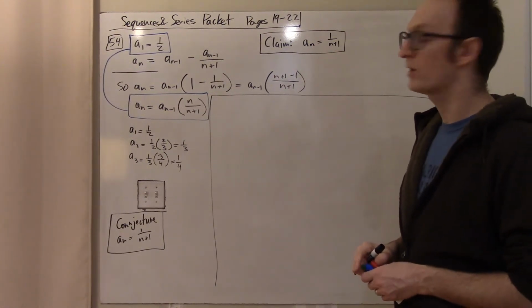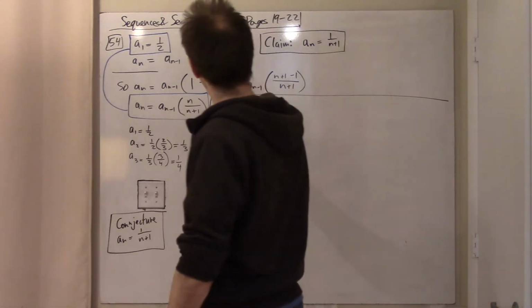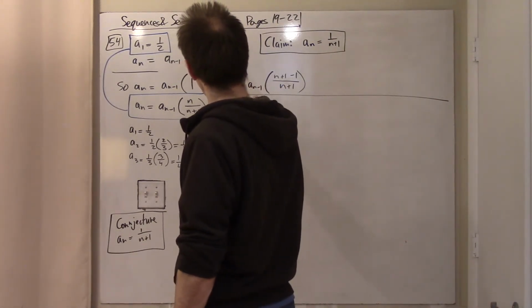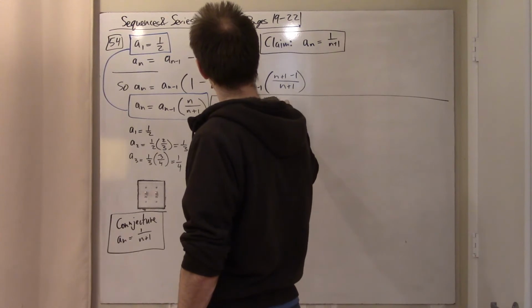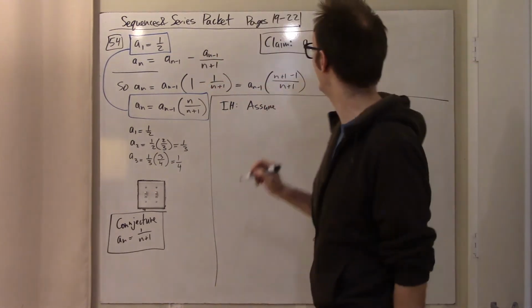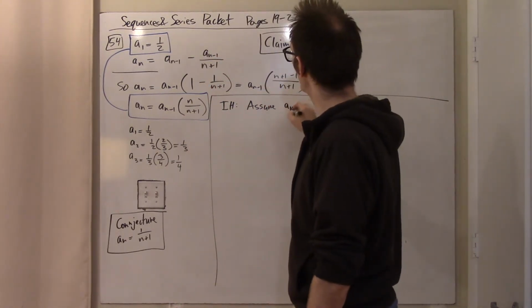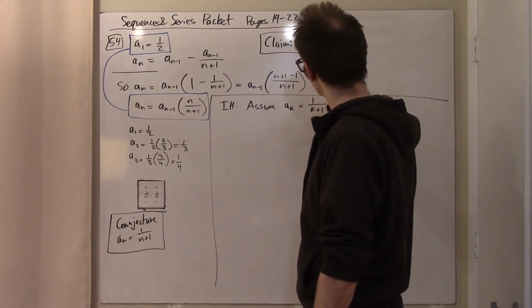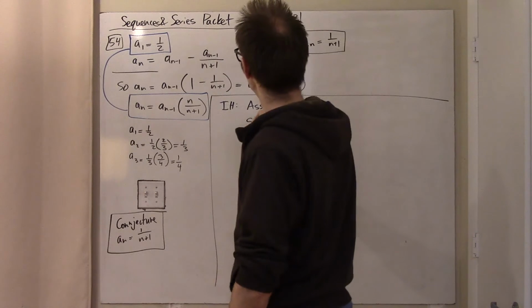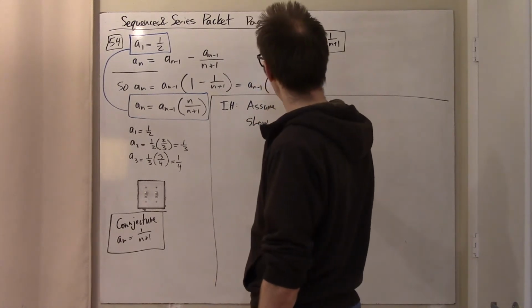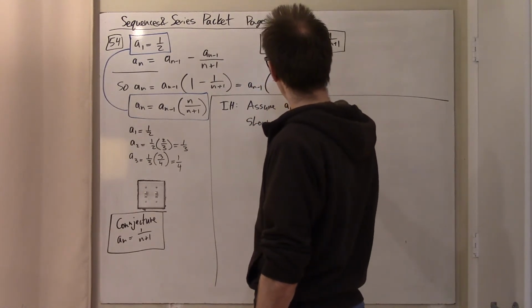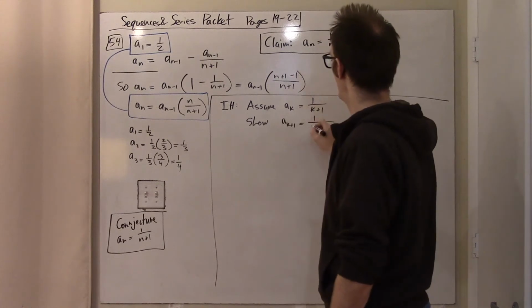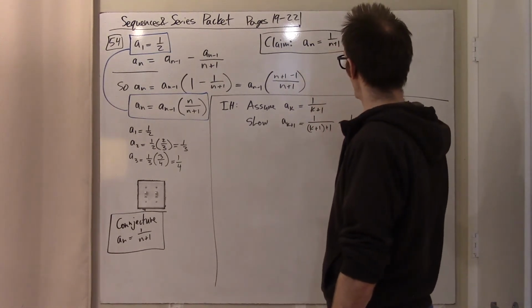So now I'm going to make my inductive hypothesis. What's my inductive hypothesis? I shall assume for arbitrary k that the formula for the kth term is 1 over k plus 1. And what I need to do is show that a sub k plus 1 is 1 over k plus 1, plus 1, otherwise known as 1 over k plus 2.